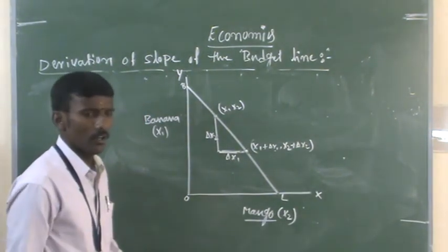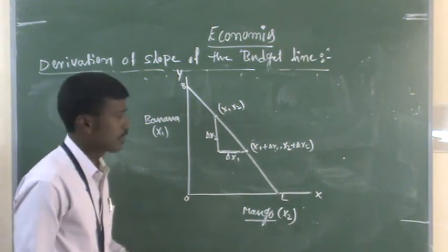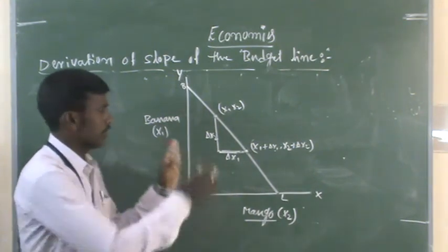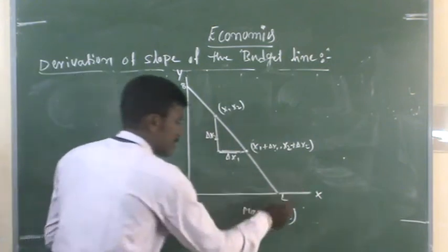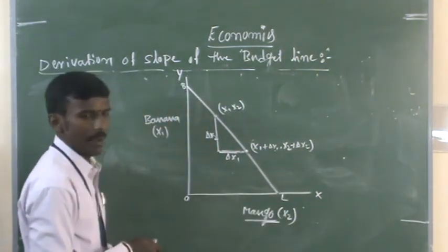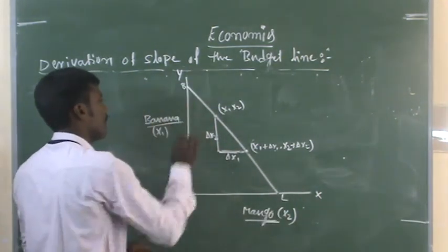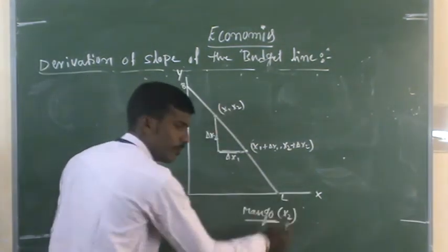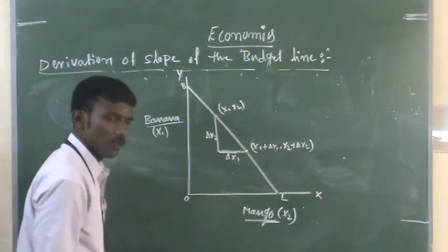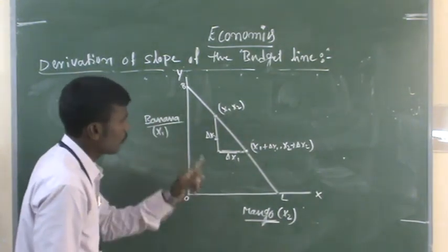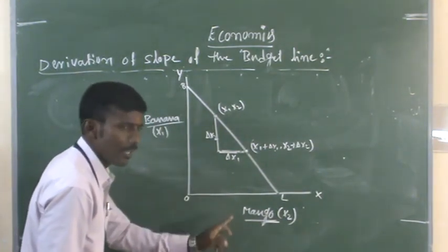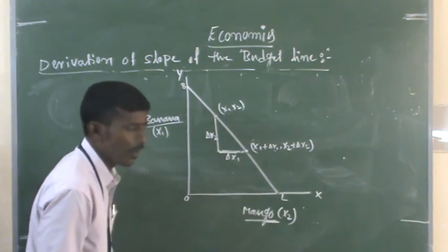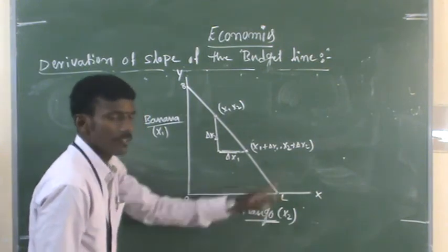So this is the derivation of the slope of the budget line with the help of the graph. See, the graph is very clear. The x-axis represents the x2 commodity, mango. The y-axis represents banana or x1. In this diagram, the BL line will be there. That line we are going to consider a left to right downward sloping straight line. That line we are going to consider the budget line or the price line.